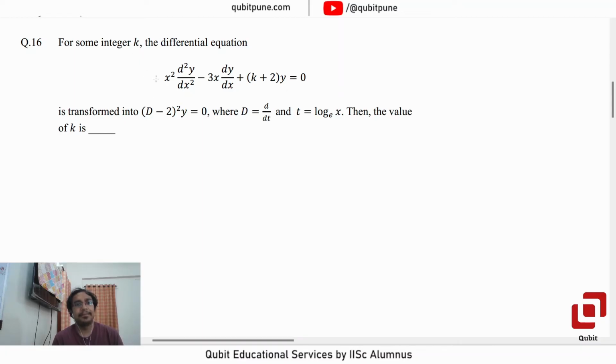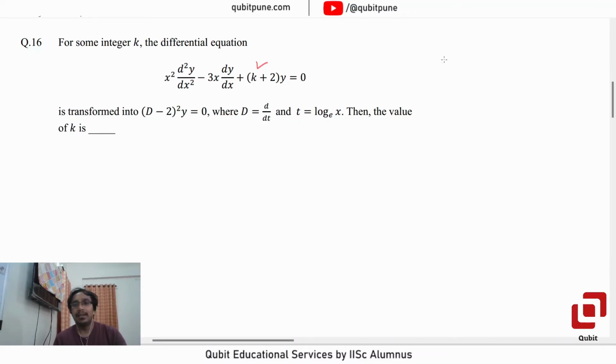For some integer k, the differential equation x squared d2y by dx squared minus 3x dy by dx plus (k plus 2)y equal to 0 is transformed into (D minus 2) squared y equal to 0, where D is d by dt, the operator, and t is log of x to the base e, then the value of k is. See, there's no need to solve this differential equation. What we need to do is just find the value of k. So it's more of a transformation problem, changing the independent variable from x to t.